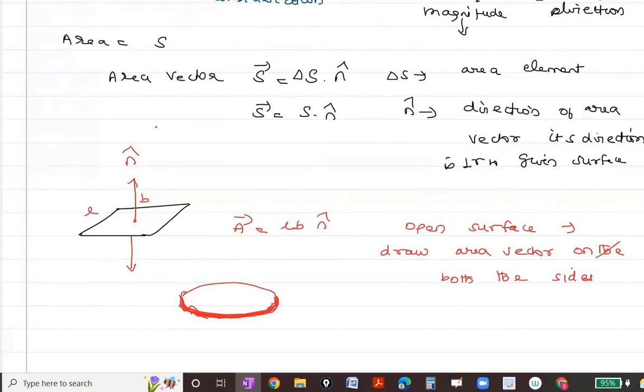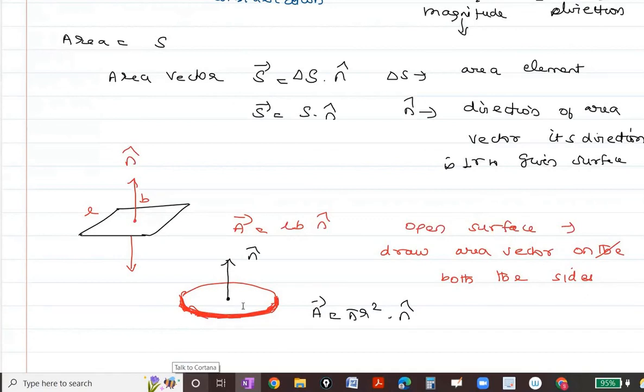Now how to draw the area vector? It should be perpendicular to the plane of the circle. This is the plane of the circle. Keep a pencil. Imagine that you have a circular plate, and in that you are placing one fork or spoon perpendicularly. How will it be? The direction is nothing but the area vector. So what will you write? Area vector equals pi r square into n vector.